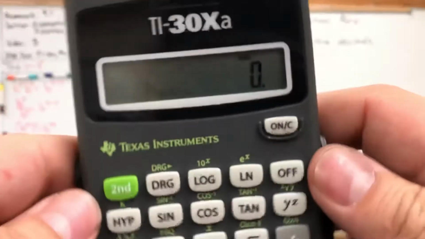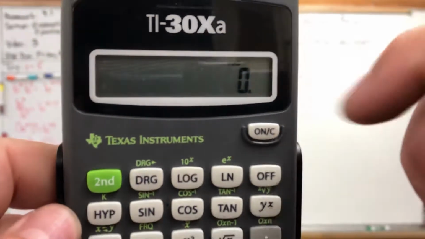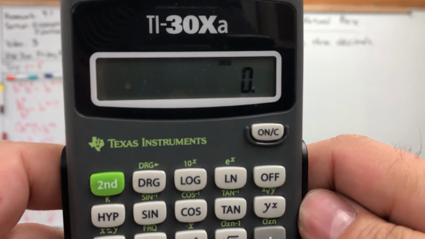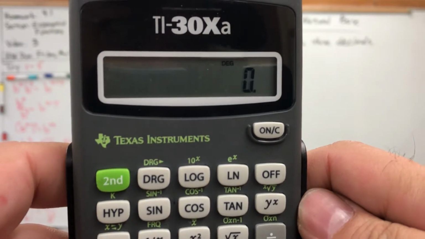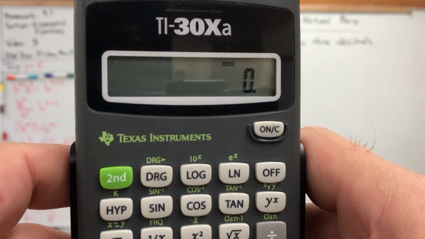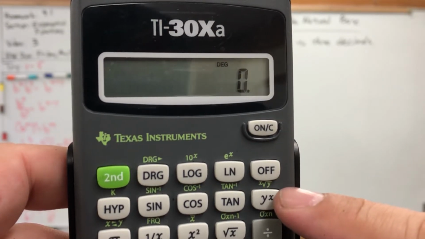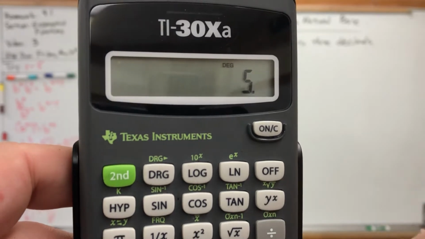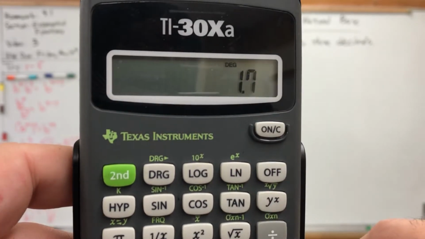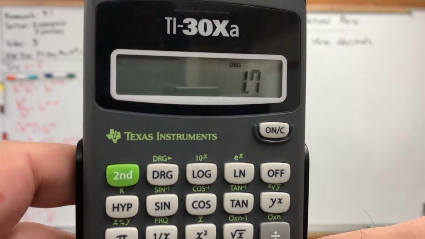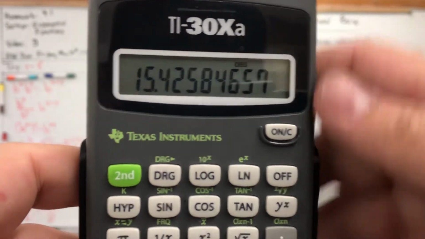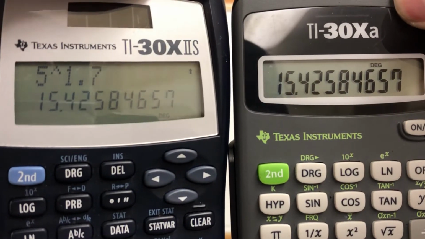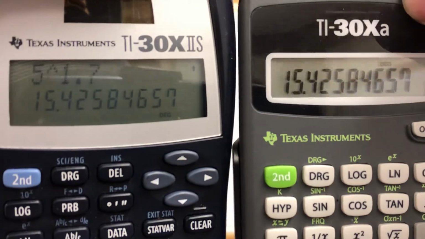But a one-line calculator, or a non-display calculator, will only show you either the last number you typed in or the last answer it gave you. So if I wanted to do 5 to the 1.7 power on this calculator, the exponent button says y to the x. So I would have to press 5 and then the exponent button and then 1.7. And if you'll notice, I don't see the whole problem. I just see the last number I typed in. And then I have to press equals to complete the operation. And I got the same answer as before, 15.42584657.